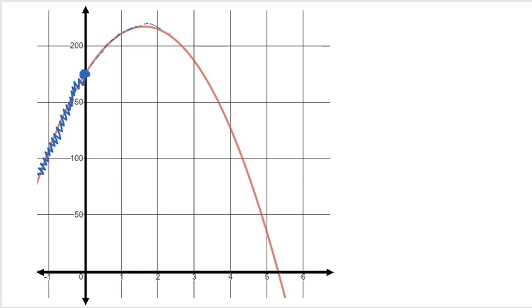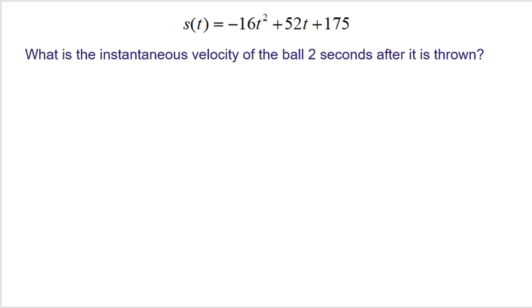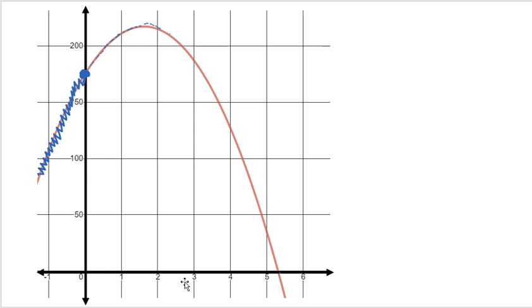All right, so what could I ask you? Well, one question I could ask you is what is the instantaneous velocity of the ball 2 seconds after it's thrown? So if we go back to the graph here and we look at, okay, where do I see a time of 2? So right here is a time of 2. So at 2 seconds right here, if I pause time right here, what is the instantaneous rate of change of the ball at 2 seconds?